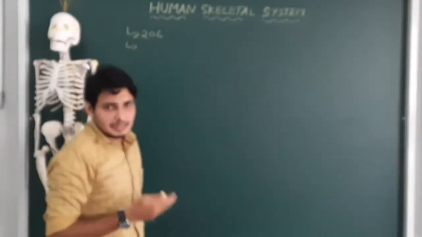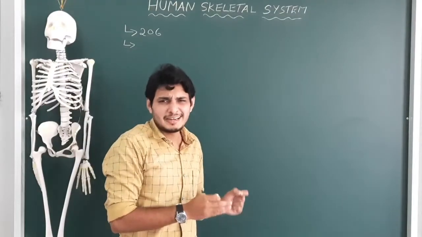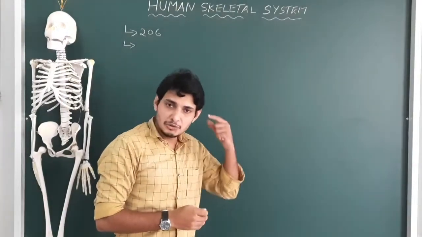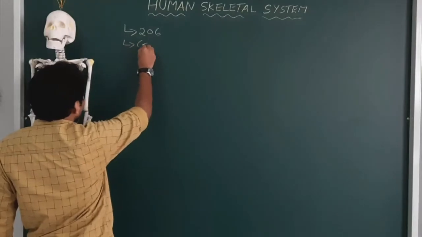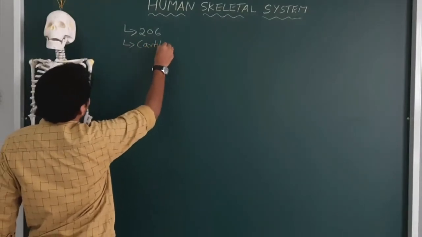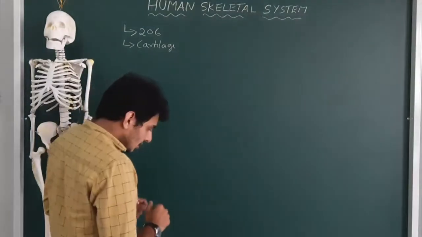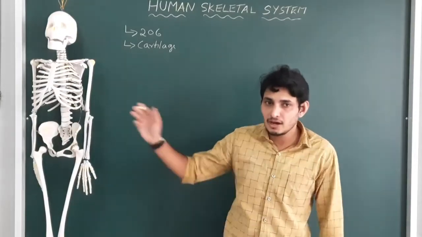So how many cartilages are there? There is no particular number. There are very few cartilages. For example, in your nose you have cartilage, in your ear you have cartilage. The main function of cartilage is to give framework to the body, and they also help in the connection of different bones.